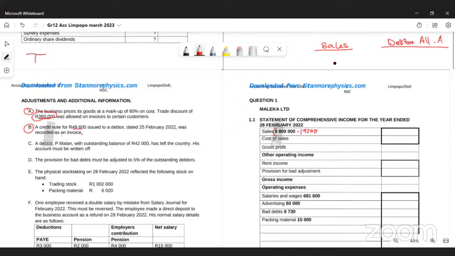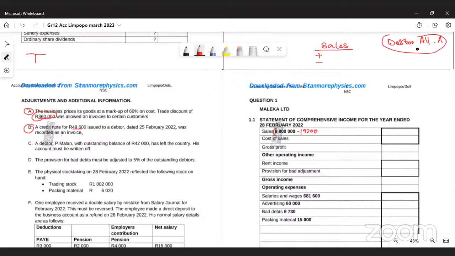Now when sales are taking place, which means if we are selling something, our sales will increase. Are we together? Remember, any transaction affecting the sales is either increasing the sales or decreasing the sales. Also, the debtors allowance is an opposite account to the sales. The debtors allowance will always decrease the sales. If the debtors allowance is increasing, that means the sales are decreasing.